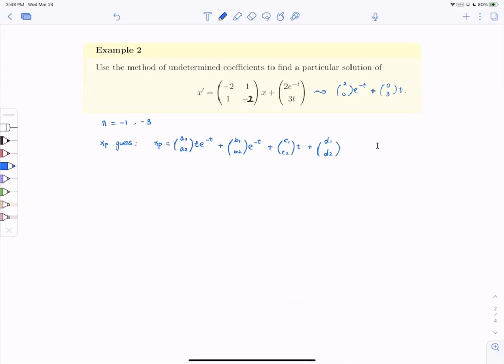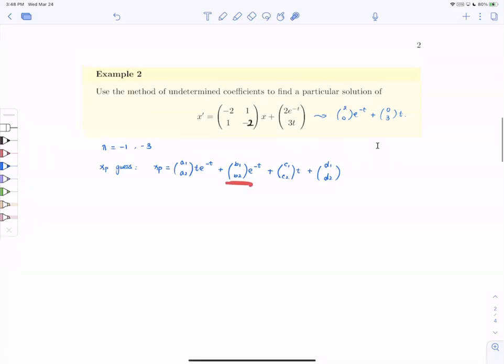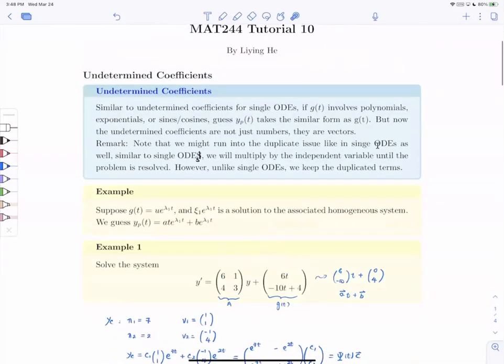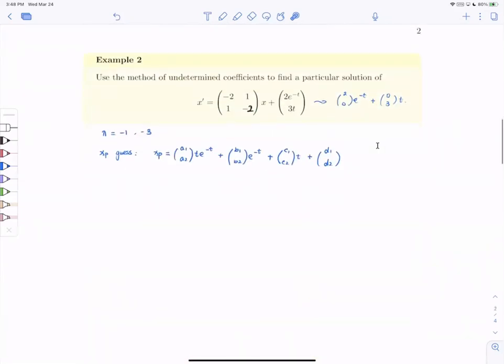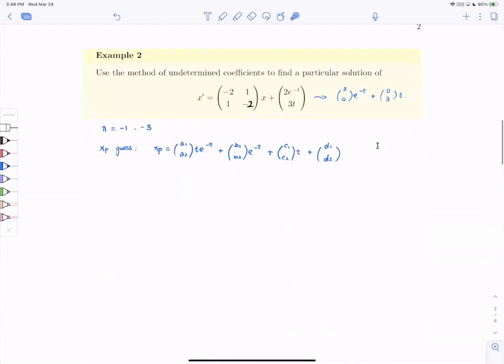Does this make sense now? So remember, you need to keep this term. So from the beginning, I said, okay, unlike single ODEs, you keep the duplicated terms. So you multiply by T, but you still need to keep the original term. Anyway, where am I? Yeah, and then you sub it back into the equation. So that's gonna be really ugly.